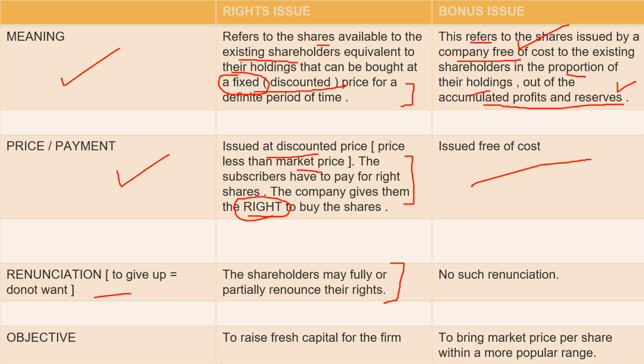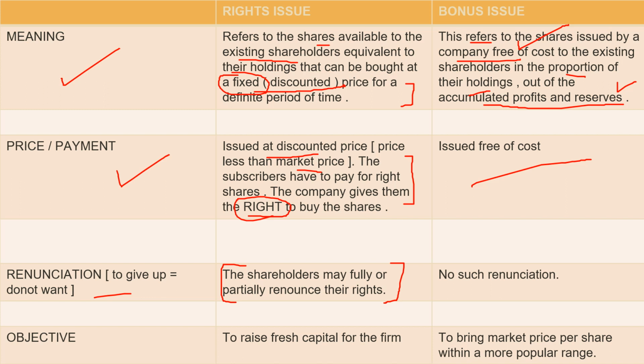We don't want this right issue. It's okay. It's equally okay with you people and equally okay with me as a company. So the shareholders, they may fully renounce their rights, they may partially renounce their rights. It can be possible that they are offered 100 shares and they say that no, we only want 50 shares. That can also be okay.